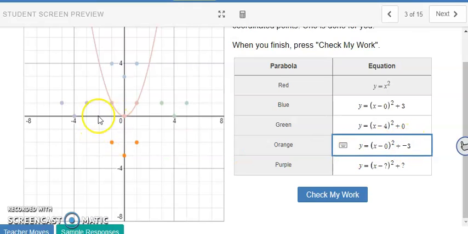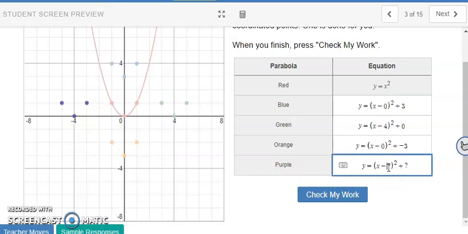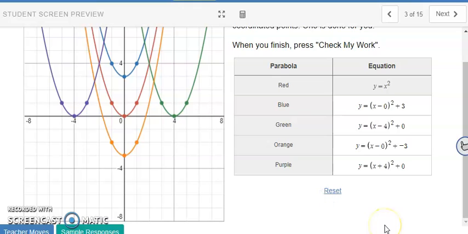And the last one, we're at negative 4, 0. So it's x minus negative 4, and plus 0. Anytime we have a double negative, we can also replace that with an addition problem. So it could become x plus 4. And if you check them, they all work.